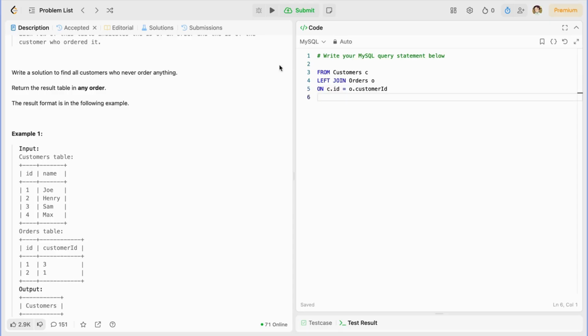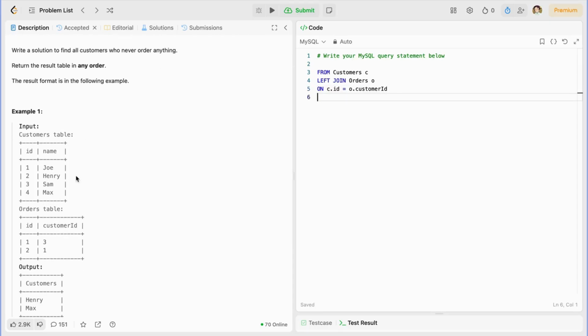You also have to make sure how it looks when both of these are left joined. The output table is going to look like ID, name, another column called customer ID, and ID, and whoever has not ordered, the value is going to be null. For Joe, it would be 1. For Henry, it is going to be null. For Sam, it is going to be 2. And for Max, it is going to be null. So whenever the ID is null, those are the persons who have never ordered. So I'm going to put it in a condition.